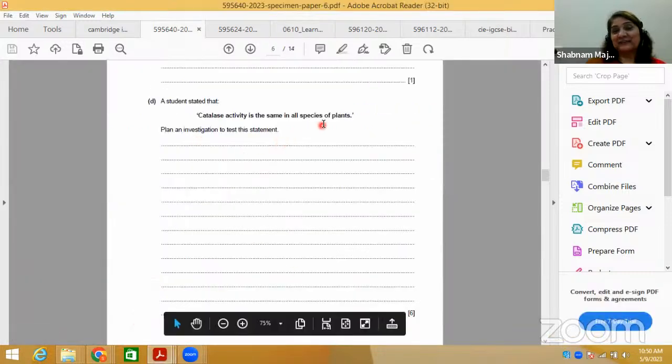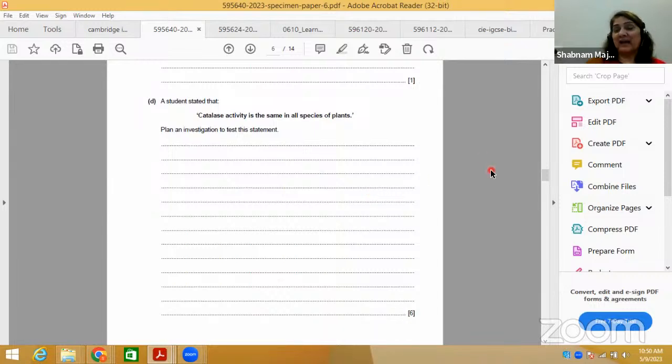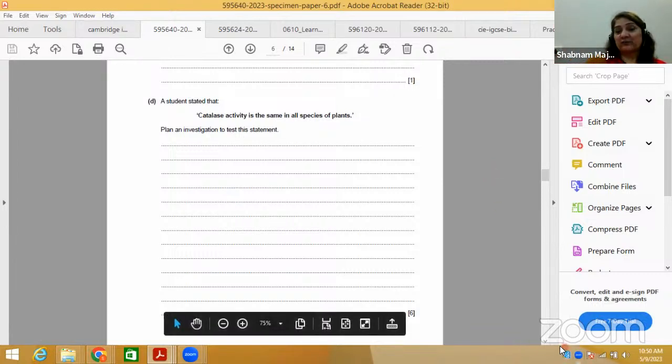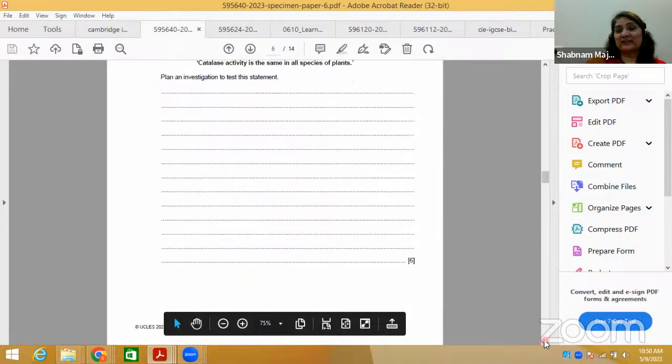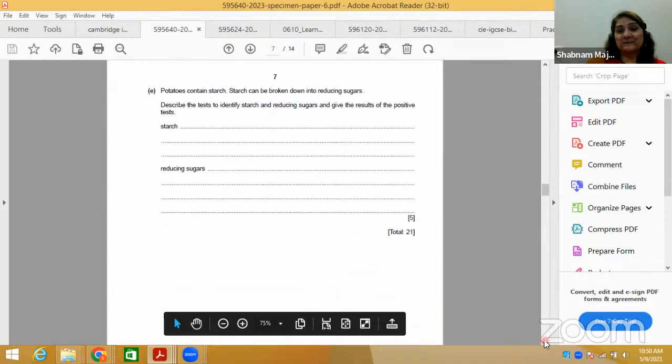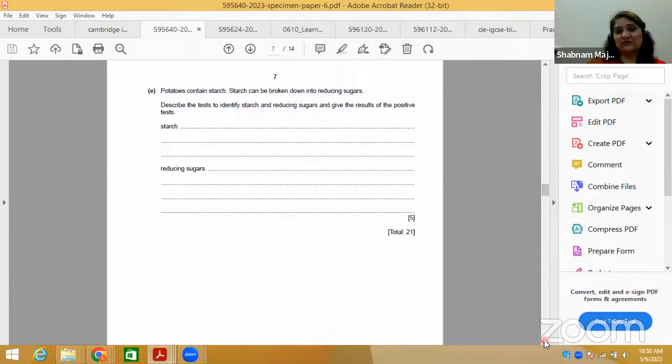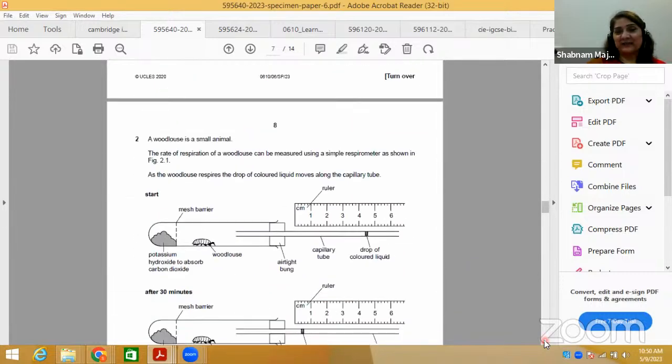Catalase activity is the same in all species of plants. Plan an investigation to test this statement. I have given you the sequence of events: the prediction, then the variables, which will be dependent and independent, and the controls, then the method, and then you tabulate the result observation, then the safety measures, how to make your result reliable, risk assessment and all. So look at its headings and plan this investigation. Potatoes contain starch, and the simple reducing sugar test. I will come back to this quickly.